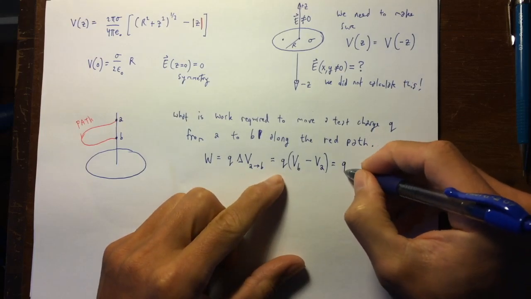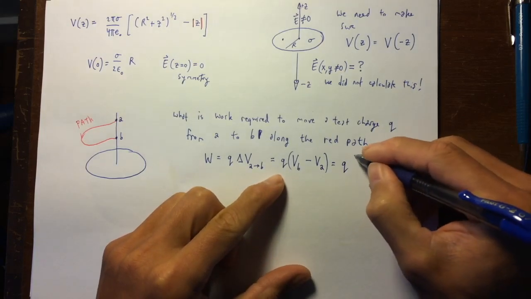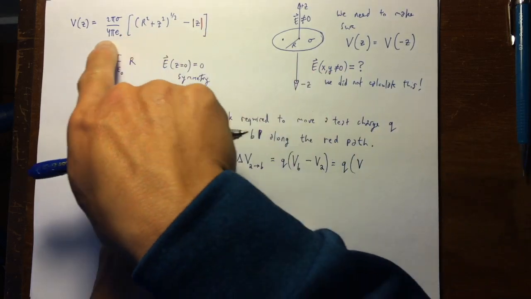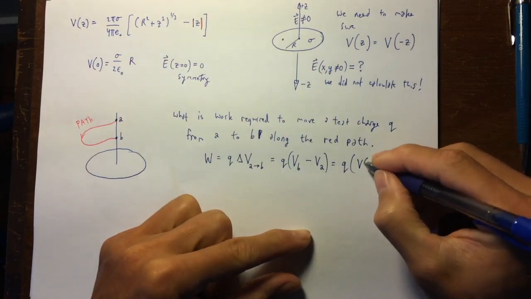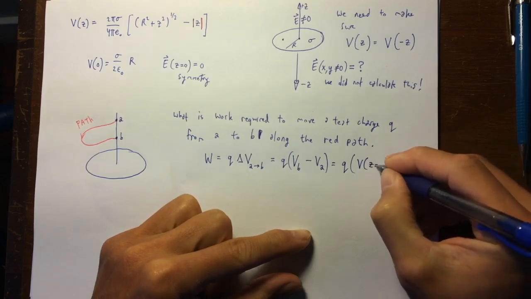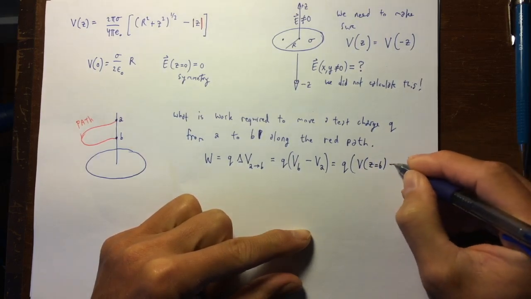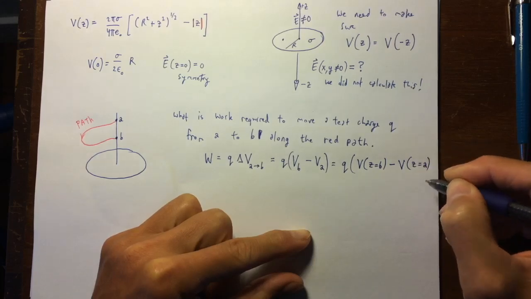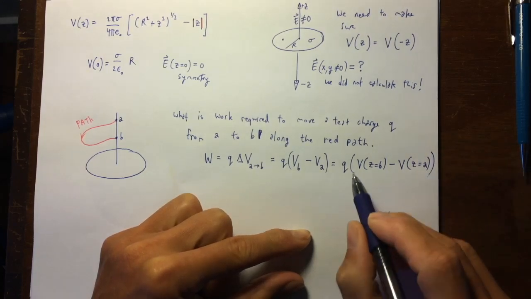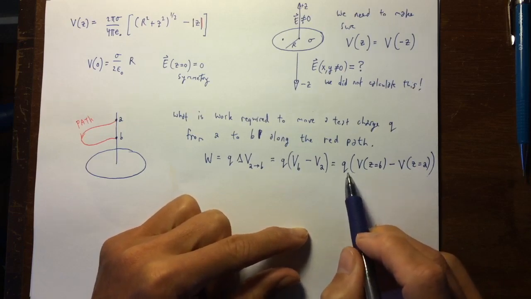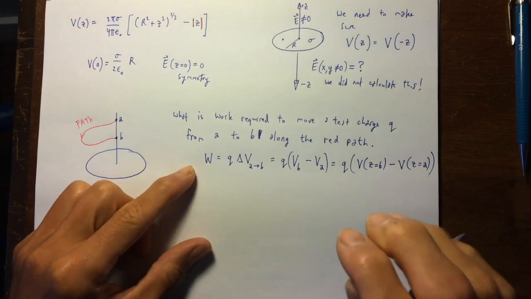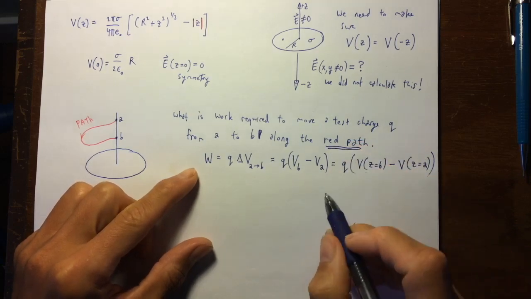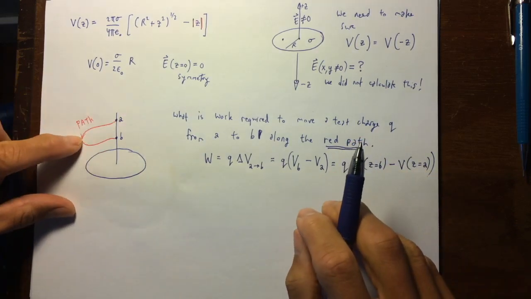This is just Q times the potential, this expression up here, evaluated at Z equals B, minus the potential at Z equals A, right? And then you just multiply by whatever the test charge is. So what's interesting is this is the answer even along the red path.